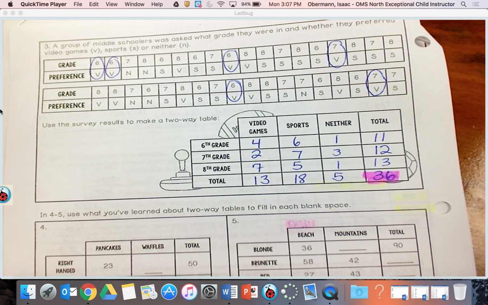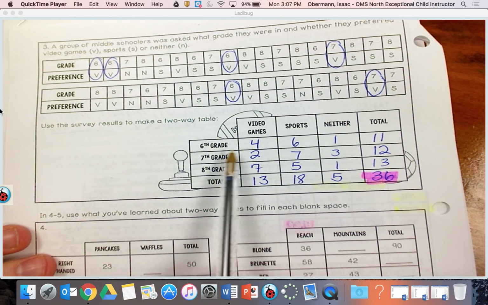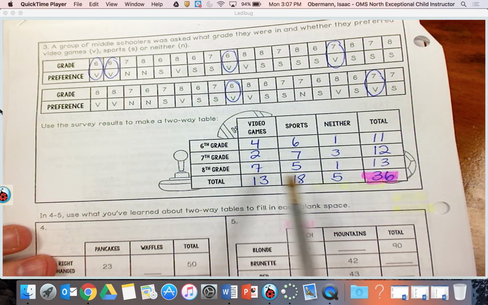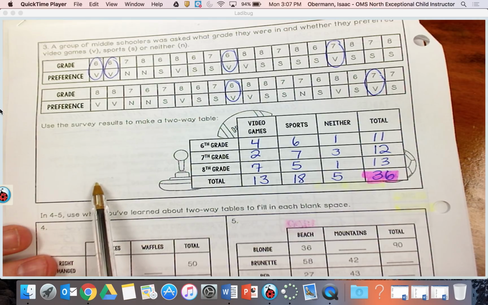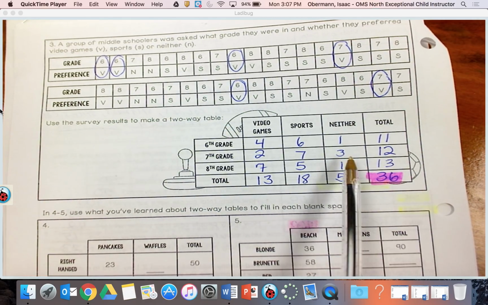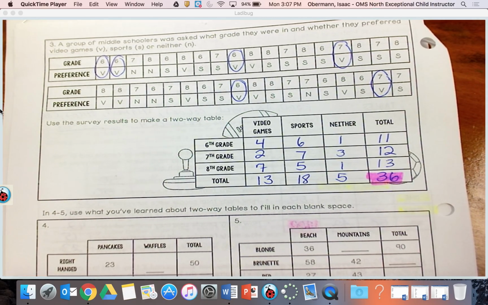So just another results that you can say. And then if they were to ask you questions, you could ask, well, how many people like video games? 13. How many 6th graders were there? 11. How many 7th graders were there that like neither? 3. And you can answer some questions off of that table.